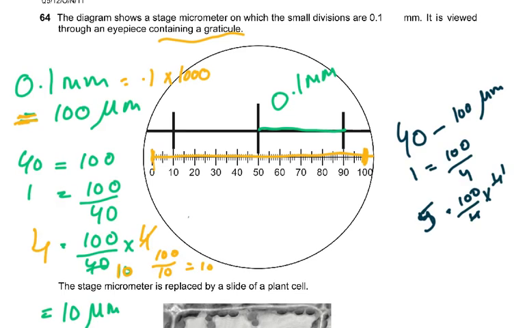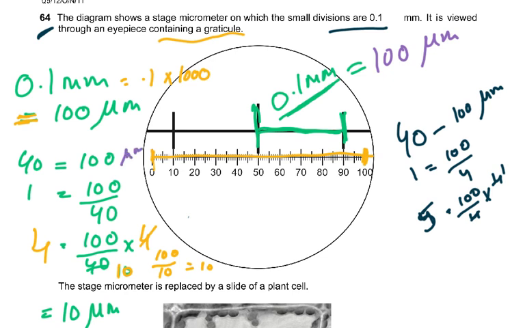Question number 64. I think I've devised a new strategy of how to do this. My maths is not as good as my biology, but I'll try my best. The diagram shows a stage micrometer in which the smallest division are 0.1. So as I've shown you, this dark line is 0.1 from here to here. Now this 0.1 is equal to 40. So first of all, let's figure this out in micrometer. So let's convert the 0.1 millimeter. This is equal to 100 micrometer. So we fix this out in the beginning and everything becomes easy then. So 40 is equal to 100 micrometer because we know the answer is in micrometer.